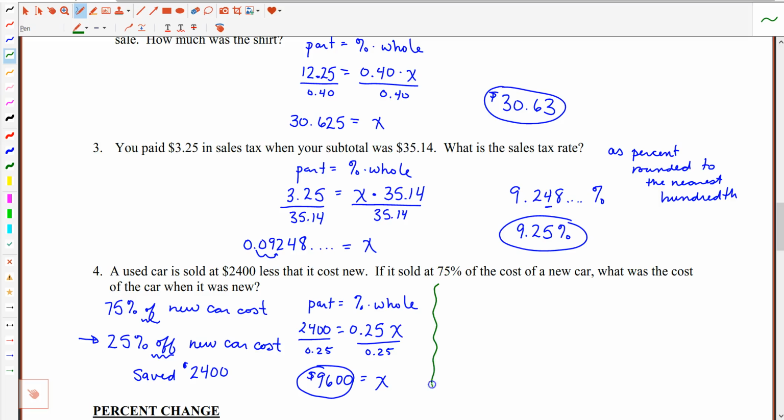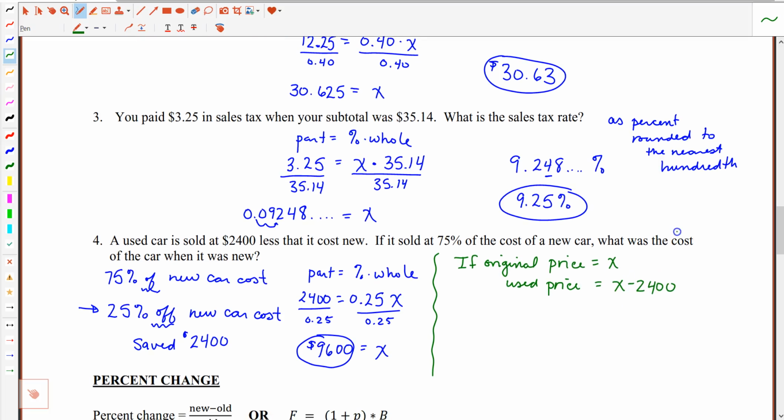Another way to set this example up is to recognize that the final price of the car is going to be 75% of the original price of the car. And the final price of the car, if the original price is equal to X, then this sale price, or maybe we'll call it the used car price, is going to be $2,400 less than that, or X minus 2,400. So then I can use these two in the percent equation.